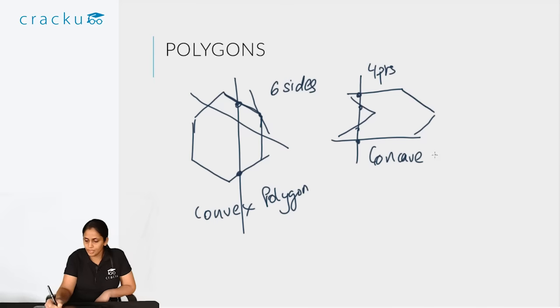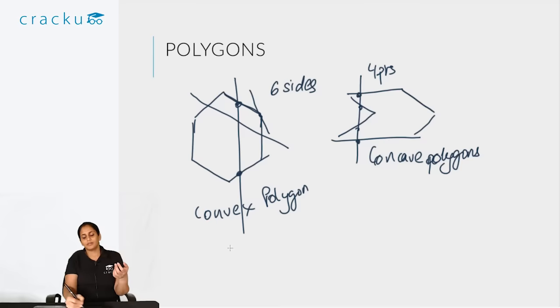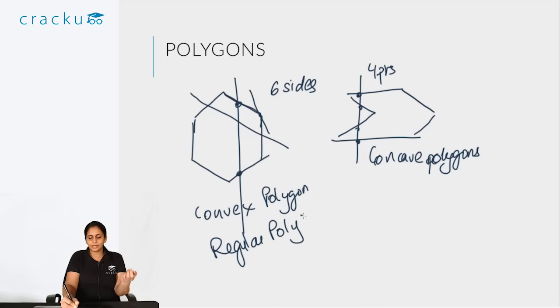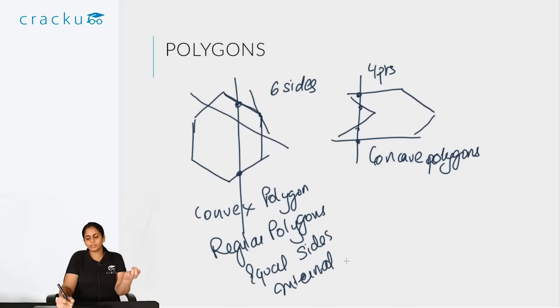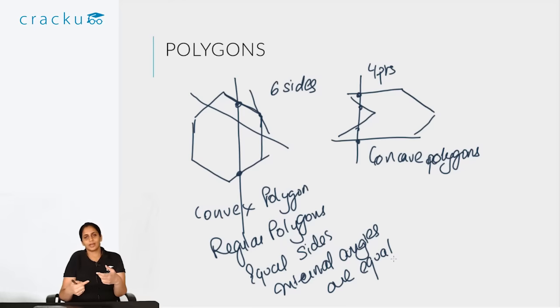So, most of the time we'll be discussing convex polygons. When I say a regular polygon, it essentially means that it is an n-sided figure where all n sides are equal in length and all internal angles are equal. So mostly our discussion will be limited to this because this is what is mostly asked in the CAT exam. So a regular hexagon is a six-sided polygon where all six sides are equal and all internal angles are also equal.